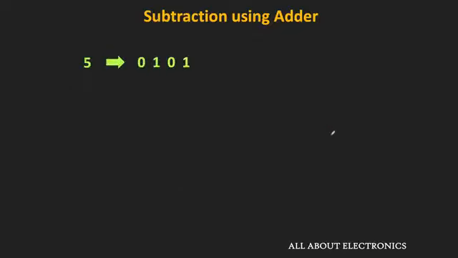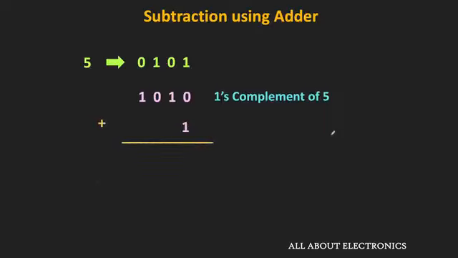Now using the shortcut method, we already know how to find the 2's complement. But actually what we are doing is finding the 1's complement of the given number, and then adding 1 to that number. So the resultant is the 2's complement of the given number. In this way, we are actually finding the 2's complement.